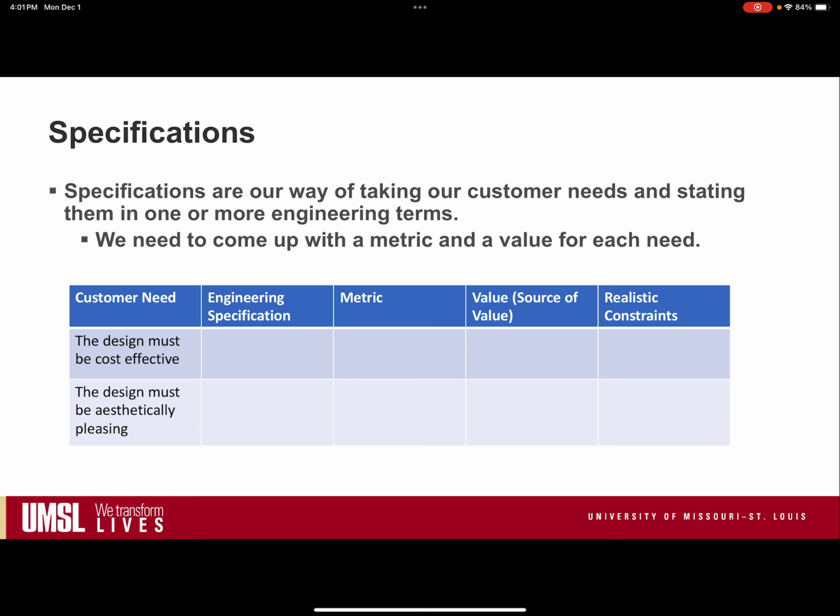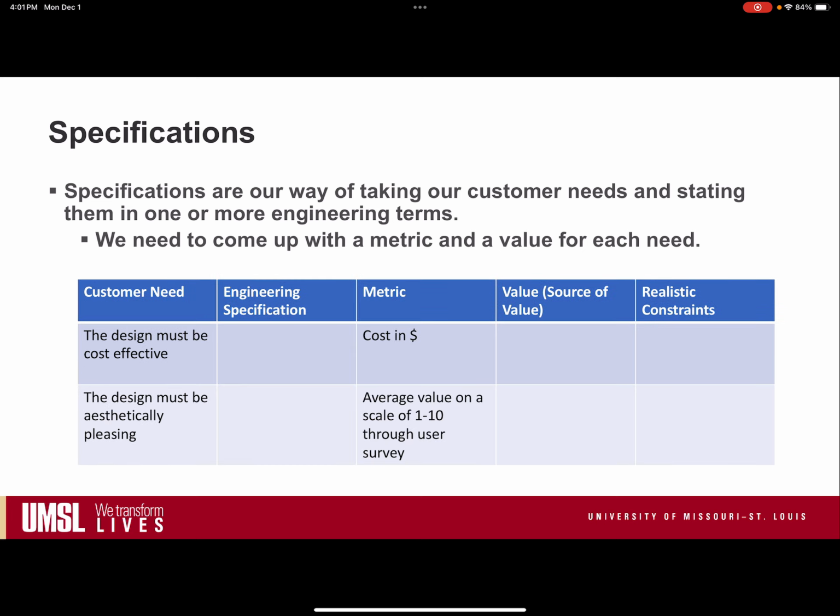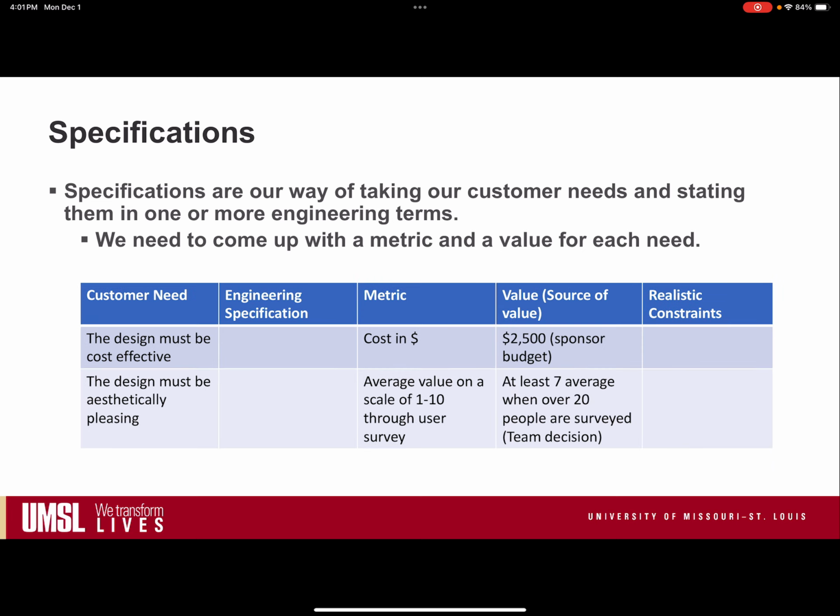Let's look at some other aspects for that wheelchair design. We want it to be cost effective. We want it to be aesthetically pleasing. So for the cost, the metric is easy, it's the cost. And for aesthetically pleasing, we can do a survey. So for the value, let's say we assign a 2,500.